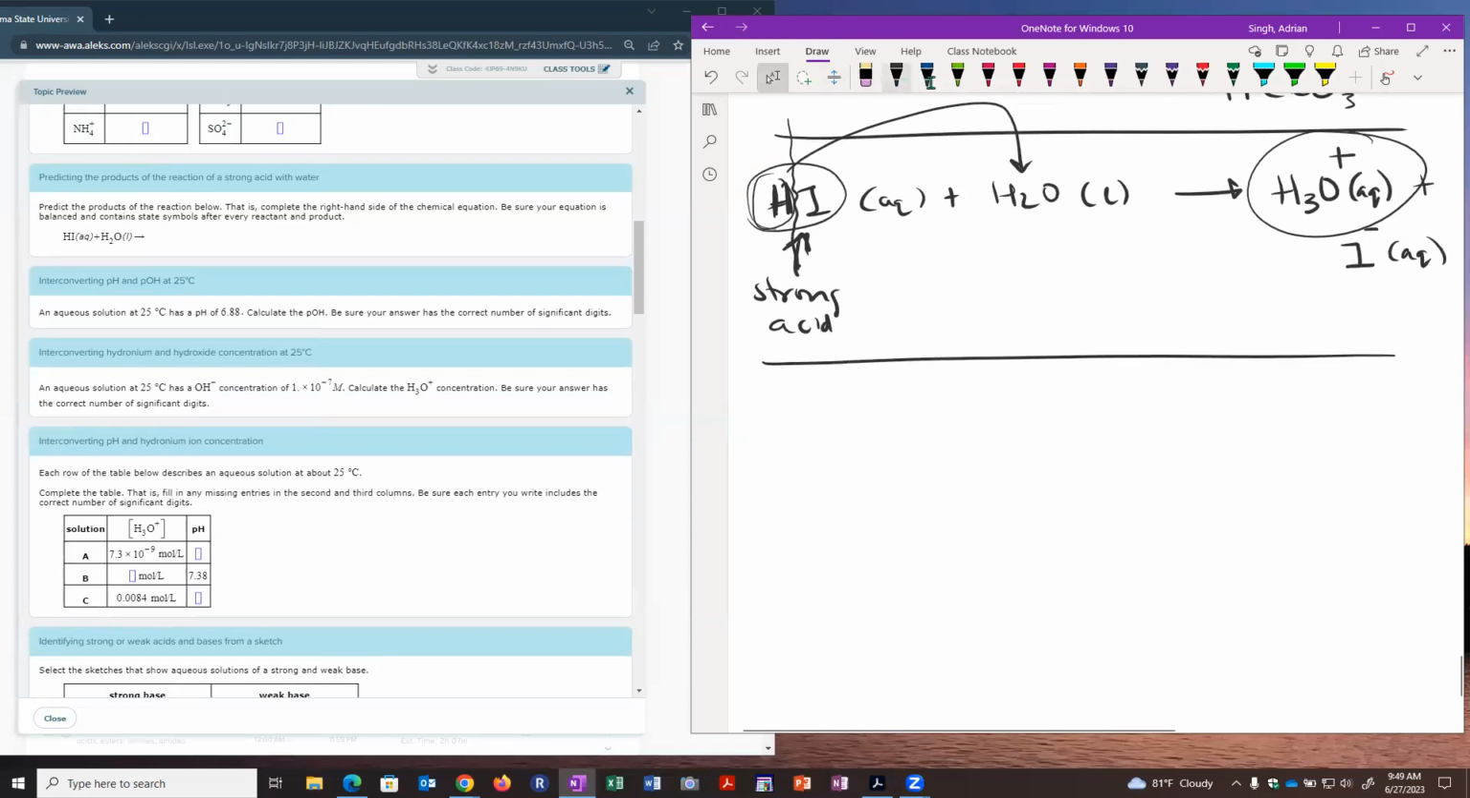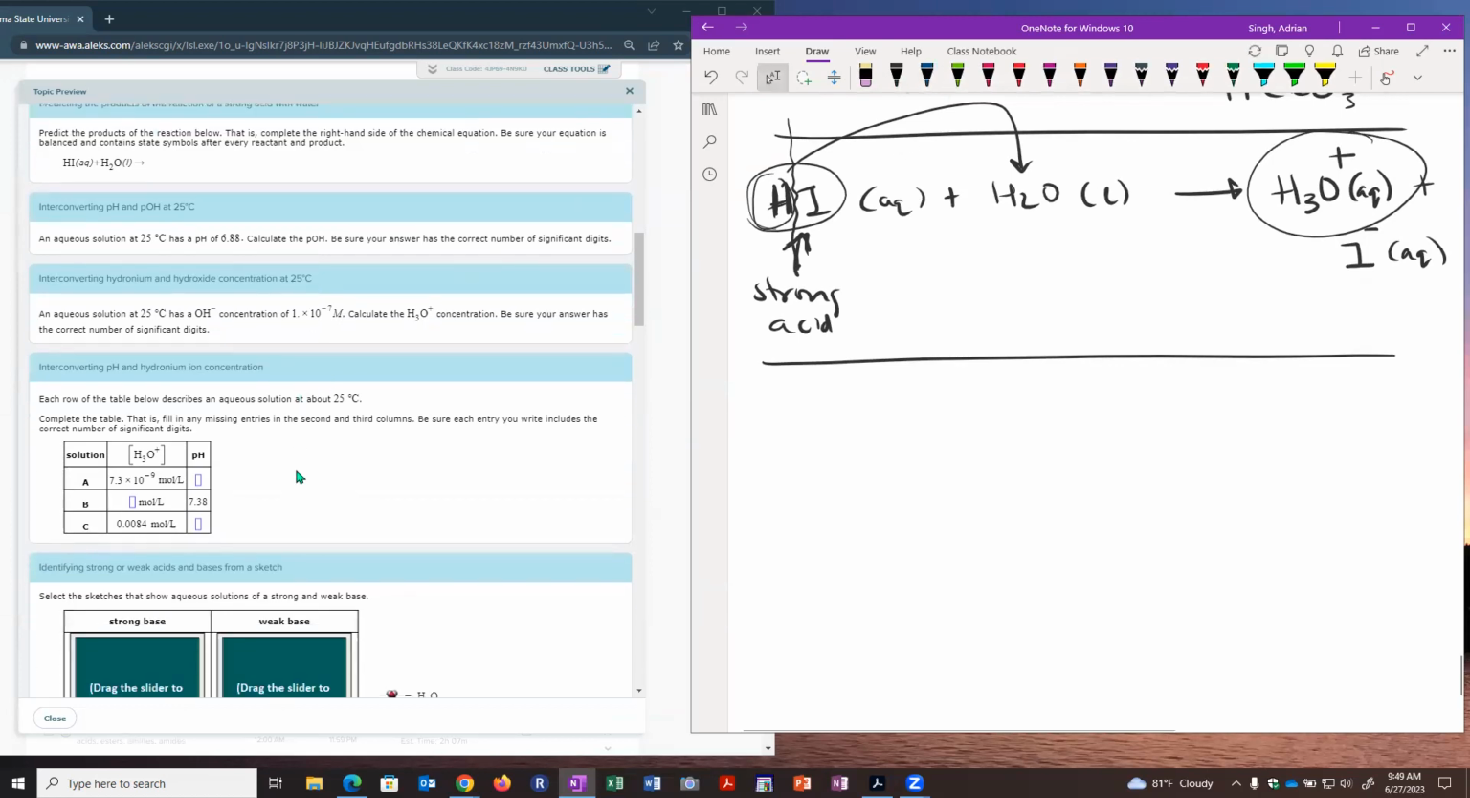All right, so let's take a look at the next one. So when we get into some of the calculations, we have here an aqueous solution at 25 degrees. The temperature really doesn't have anything to do with this. We just need to specify the temperature because pH is temperature dependent. So it tells us that the pH is 6.88. And it says calculate the pOH. Be sure the answer has the correct number of sig figs.